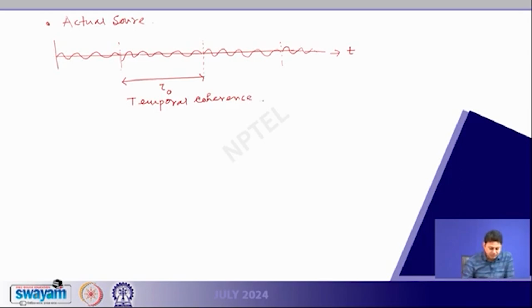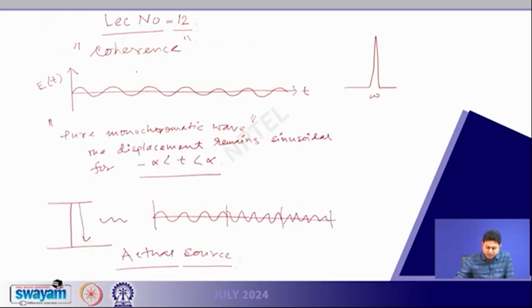So what is the meaning of temporal coherence? In an actual source, the definite phase relationship exists only for a finite span of time. In the previous case, with a purely coherent, purely monochromatic wave, at any point you can predict, at some point t and another point t, what the phase should be. So there is a definite phase relationship throughout time, and the coherence time is, in principle, infinite.